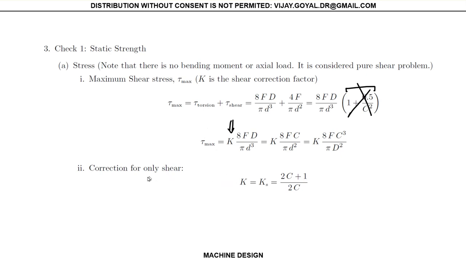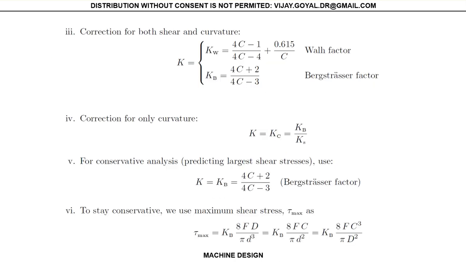Okay, so if you are using only shear correction, then this value that I have here will be correct. If you are using both shear and curvature, then either of these two values is correct. Your book likes to use this value, and it is very conservative and acceptable. This is the value that we will use in this course.